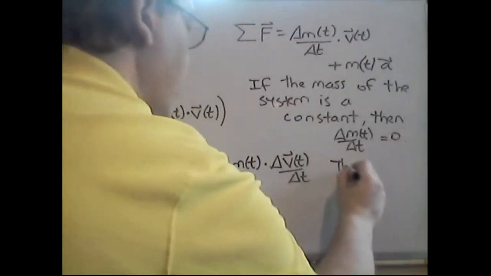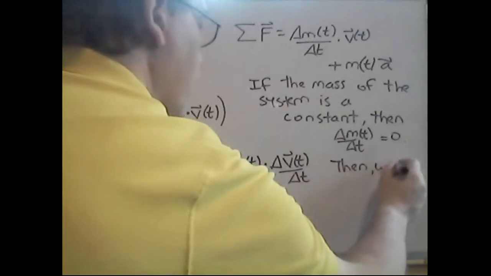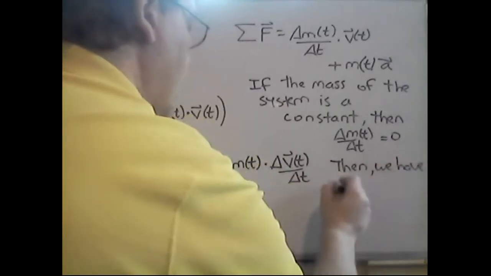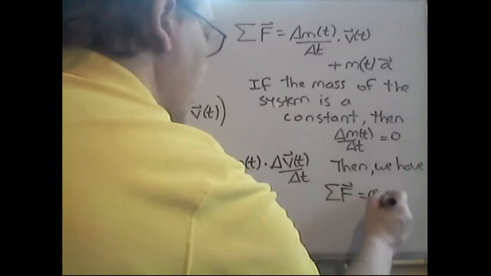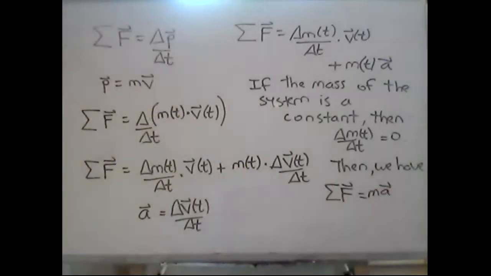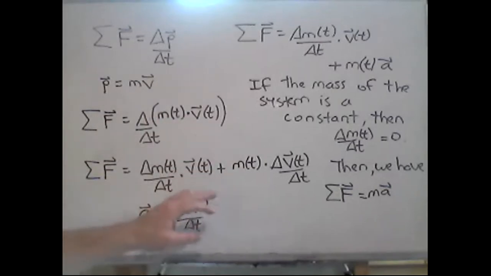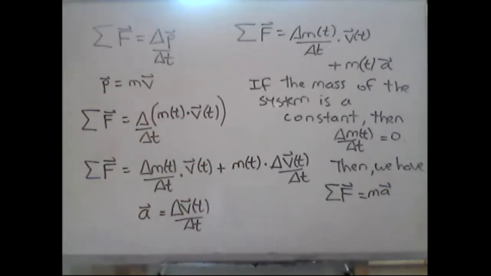Then we have what we had before. Summation of all forces is mass times acceleration. So what you learned back a few chapters ago is Newton's second law if the mass of the system is a constant. If the mass of the system is not a constant, then you have to use this more complicated version.